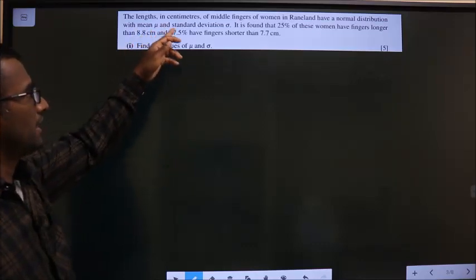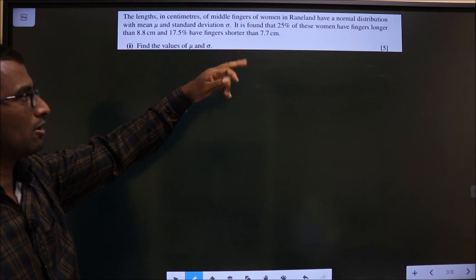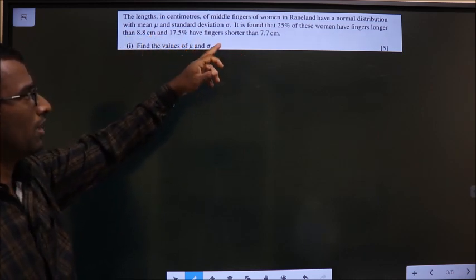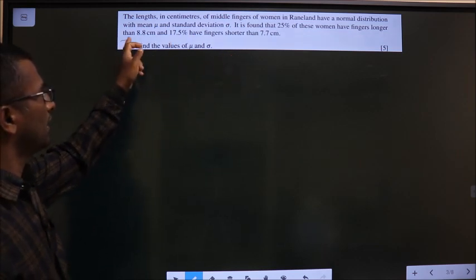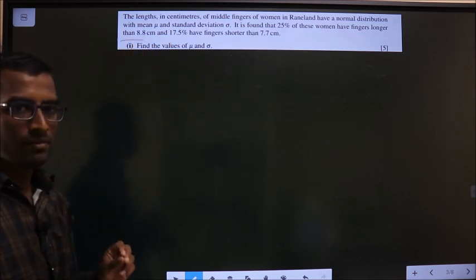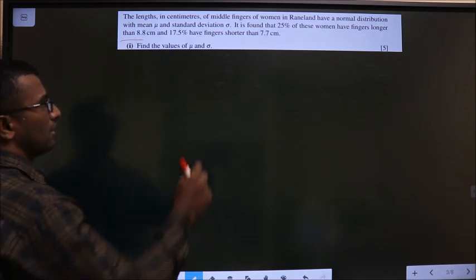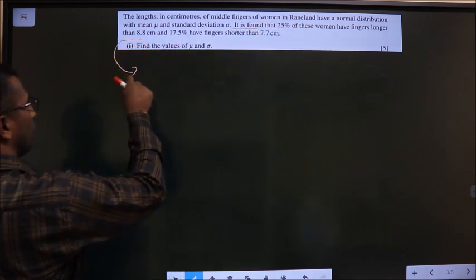The lengths in centimeters of middle fingers of women in Rhineland have a normal distribution with mean mu and standard deviation rho. It is found that 25% of these women have fingers longer than 8.8. I have come across information, I will write it down. Now, how do I write this statement in mathematical form?